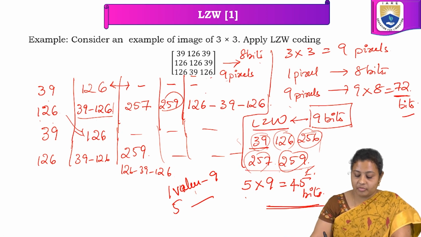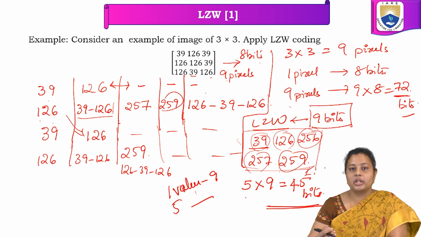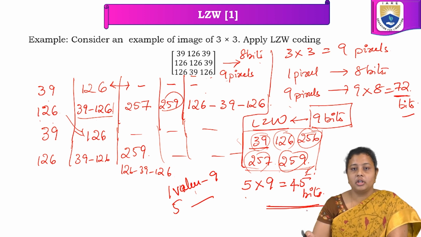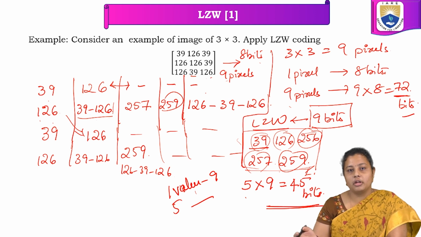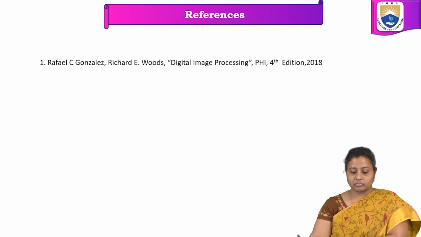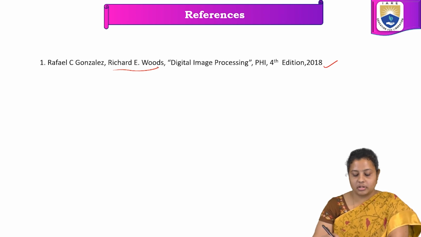The same values I can reduce using my other coding techniques. I can further reduce it from 45 bits to 20 bits or 10 bits. So further I can go for my Huffman or Shannon-Fano coding to achieve further image compression, right? So this is how we perform LZW coding. This is the reference that we are using, the Gonzalez book for my theory, right?